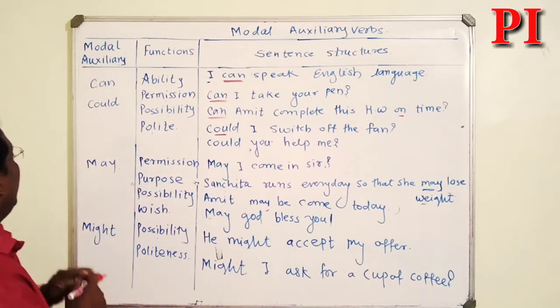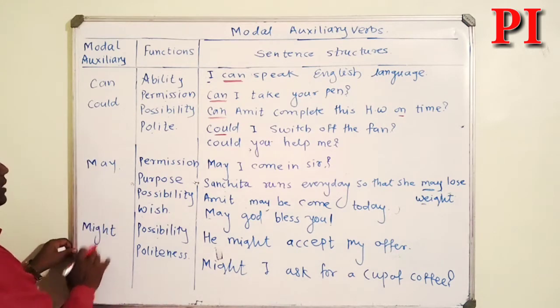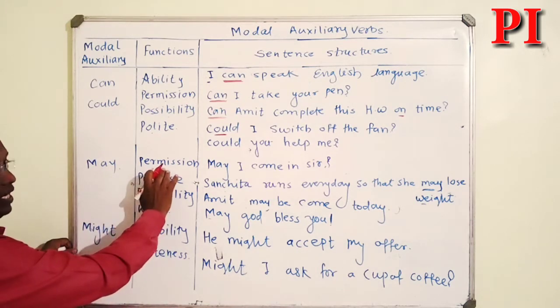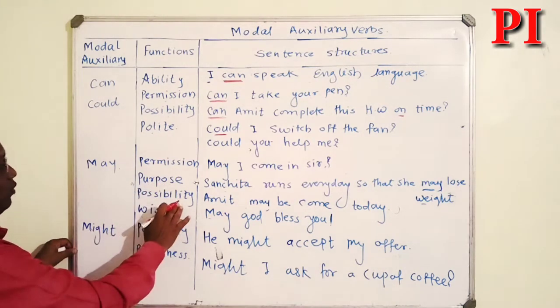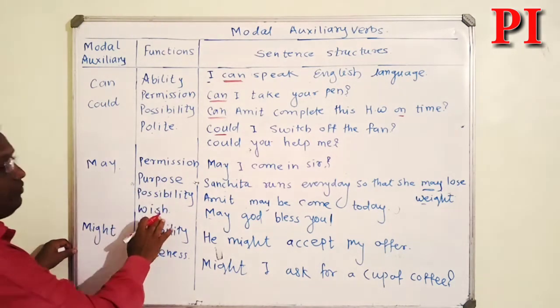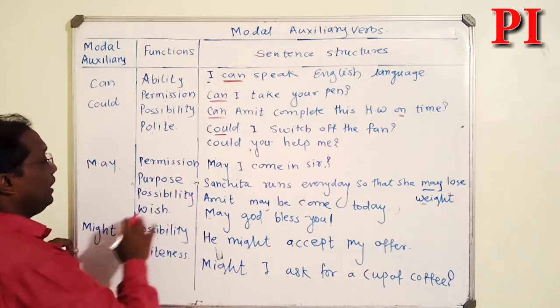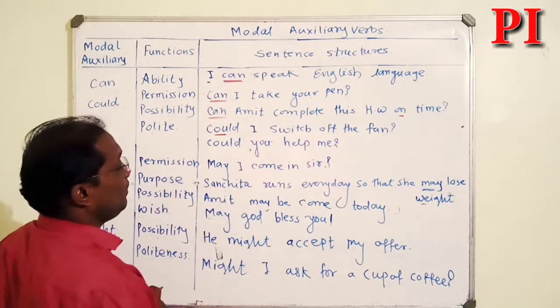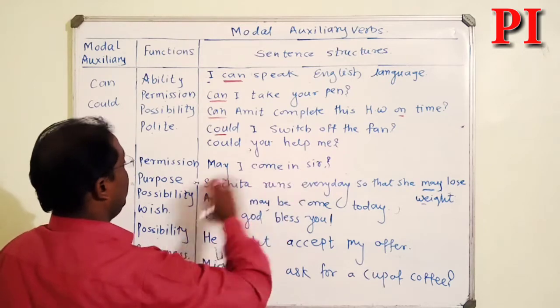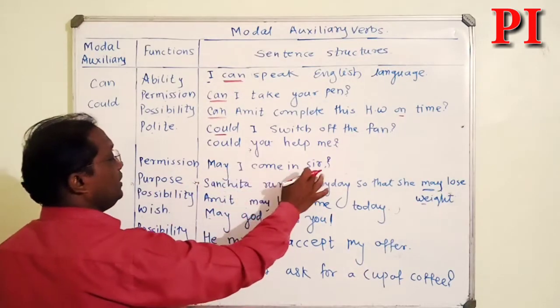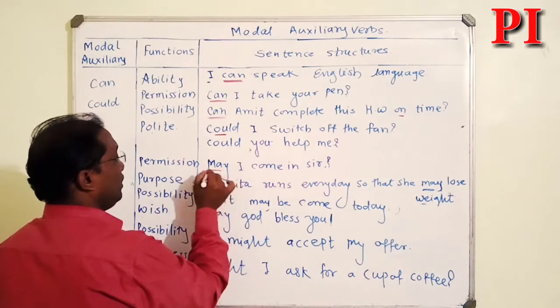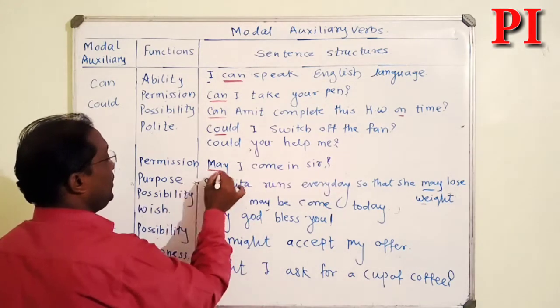Then the second one, may and might. May is used for permission, for purpose, for possibility, and for wish. According to that, which sentences will we prepare? Just see here: May I come in, sir? May is used here for taking permission.